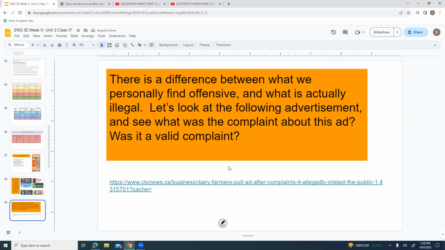Now, there is also a difference between what we personally find offensive and what's actually considered illegal to do in advertising. The big thing with advertising is they can't say something that is known to be untrue, like it's a proven lie. It's like a false claim or fraud. Okay. So we're going to look at the following advertisement, and I want you to think as we're reading it, what's the complaint about the ad? And is the complaint valid? Like, are they actually doing something illegal?